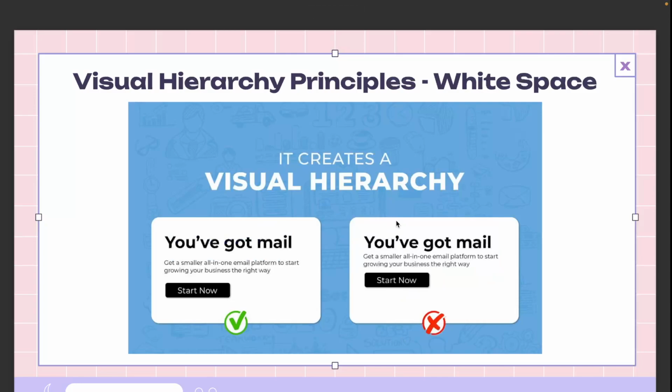That is why I've given this picture over here. It is not so. You have to give equal white space to each element also. That also matters, okay? And you still got enough white space, so you don't have to worry about it.